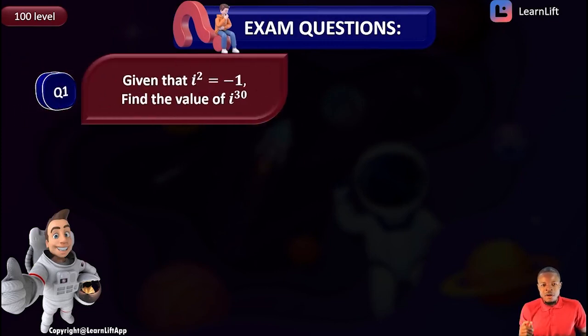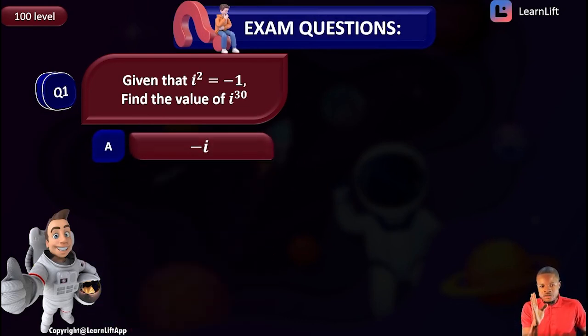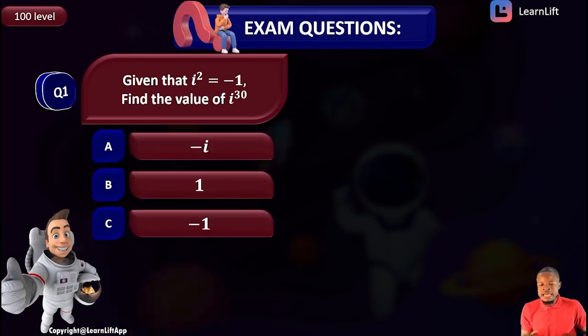Now look at the next question that we're given here, a lovely and an amazing exam question. Question 1 says that given that i squared is equal to -1, find the value of i raised to the power of 30. I'm sure you know how to do this. Look at option A, option B, option C, and then option D.